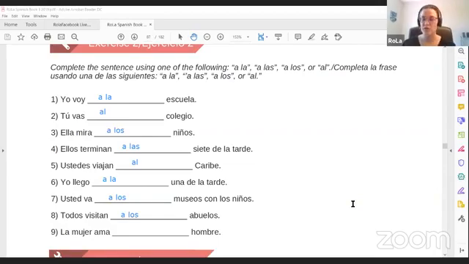Okay, and the last one, número 9. La mujer ama, and then we have hombre. Hombre, e, masculino, singular, a el, al. Okay, la mujer ama al hombre, the woman loves the man. So this is why we have al, because hombre is masculine singular.